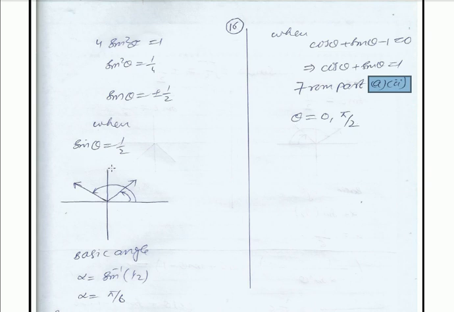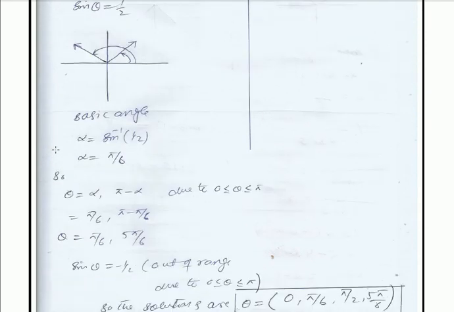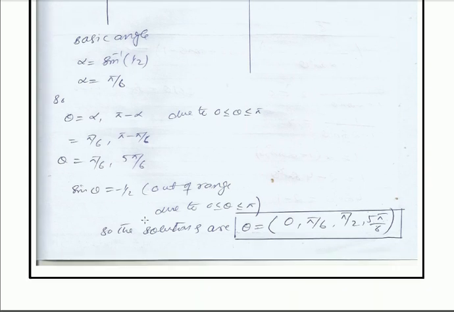On the other hand, sin theta is equal to 1 by 2. The basic angle is alpha equal to sin inverse 1 by 2. Sin is positive in the first and second quadrants. So in the second quadrant we have theta equal to pi minus alpha. By putting the value of the basic angle, after simplification we get pi by 6 and 5 pi by 6. And sin theta equal to minus 1 by 2 is out of range because the range is 0 less than or equal to theta less than or equal to pi. So the solution is 0, pi by 6, pi by 2 and 5 pi by 6.